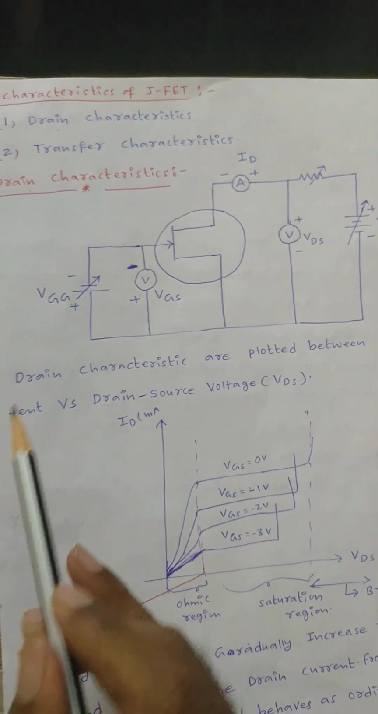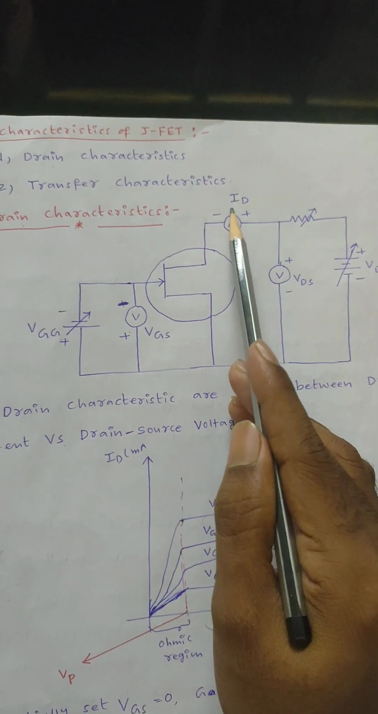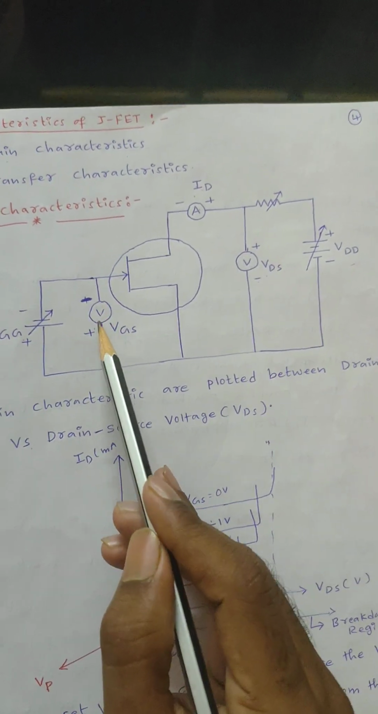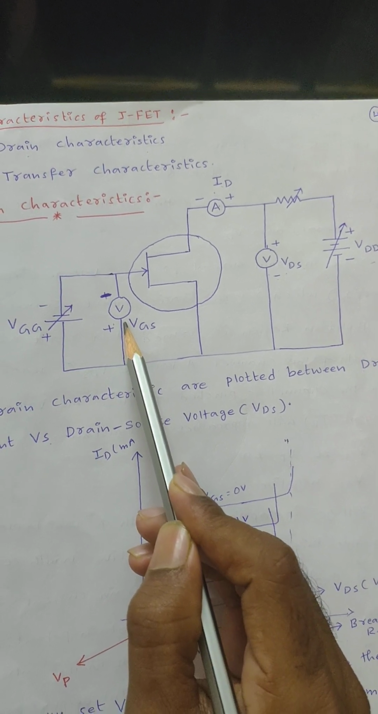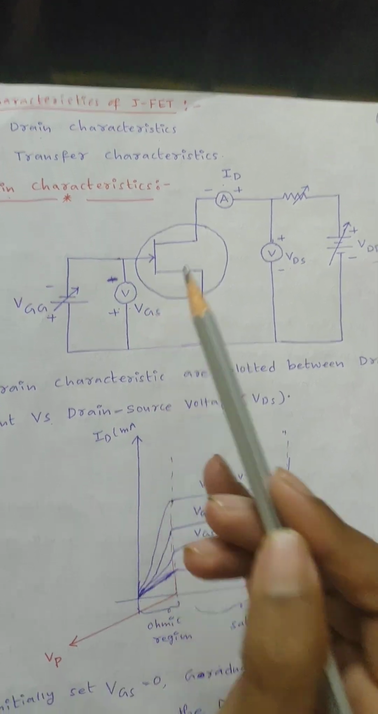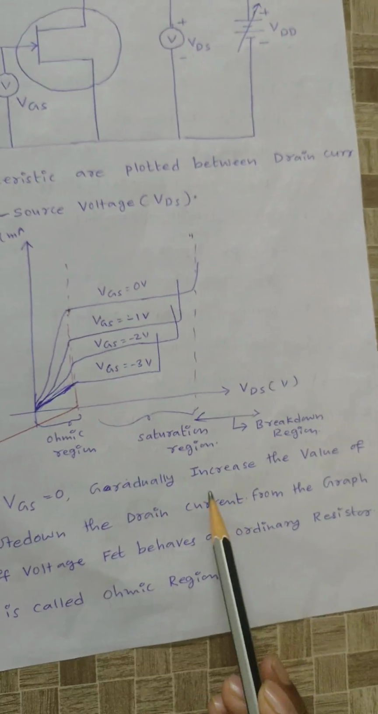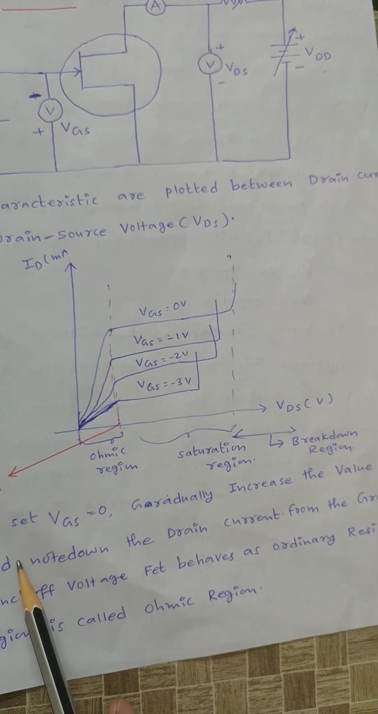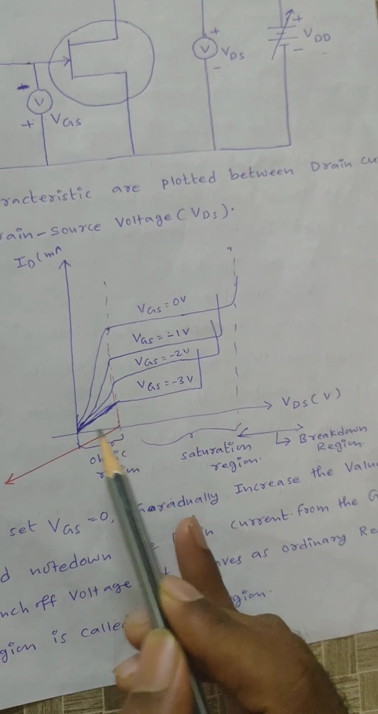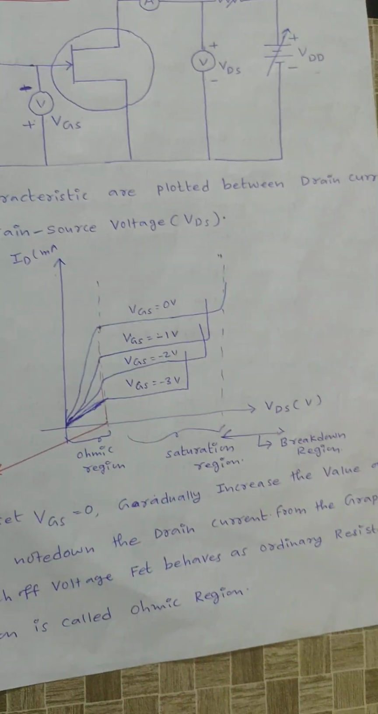Now see here, the drain characteristics are plotted between drain current versus drain source voltage, by maintaining the VGS value as constant. Initially set VGS equal to 0. Gradually increase the value of VDS and note down the drain current.